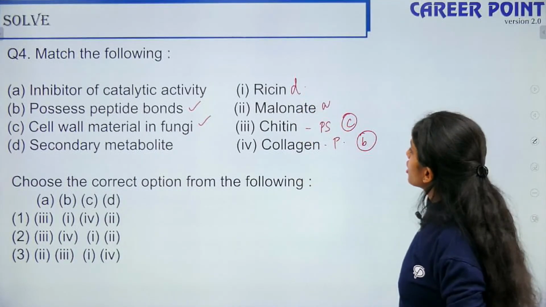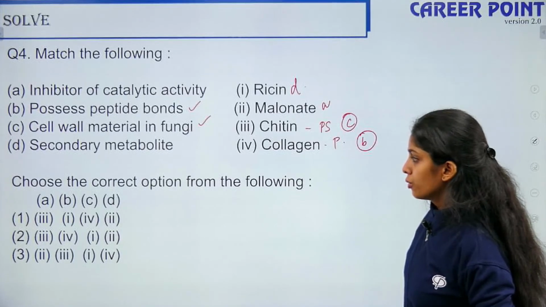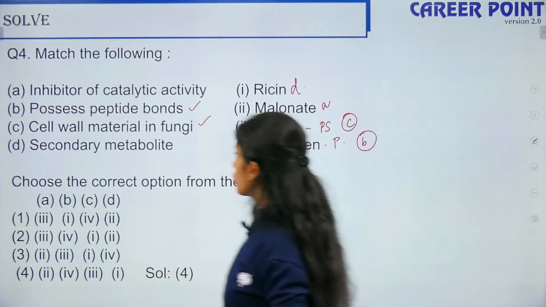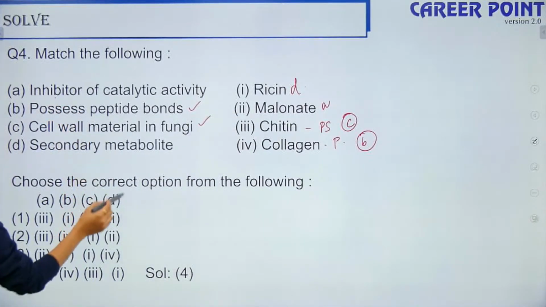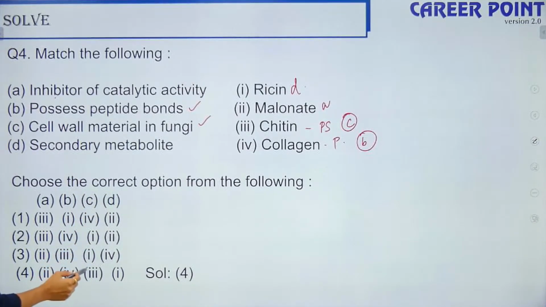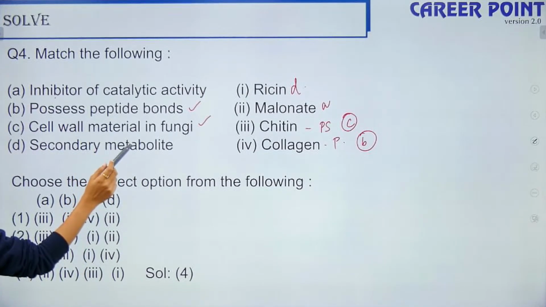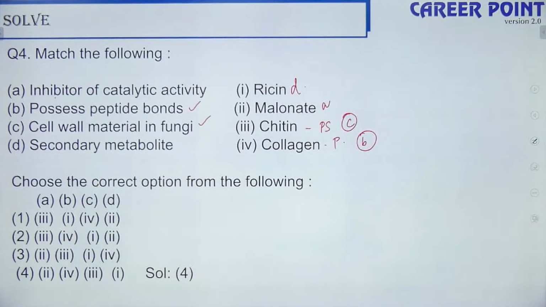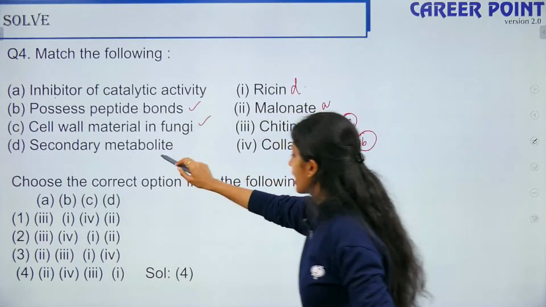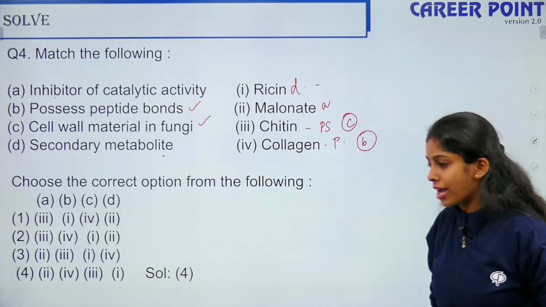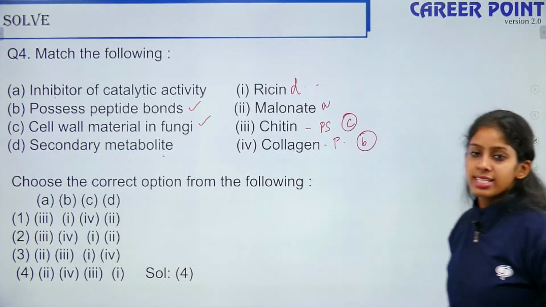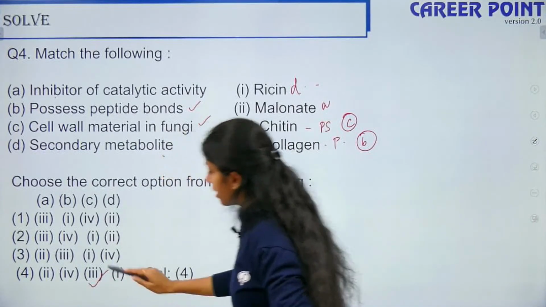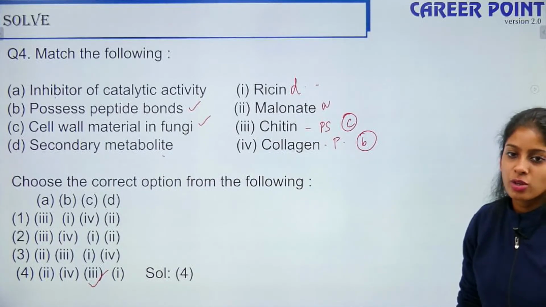So the right answer will be 2. Yes, so it is 2. A is 2, B is 4. And then 3 is A. Cell wall material in fungi is chitin and secondary metabolite is ricin. So here the right answer is option D. Perfectly right. So you guys also have solved it.